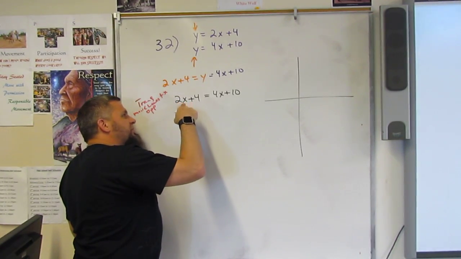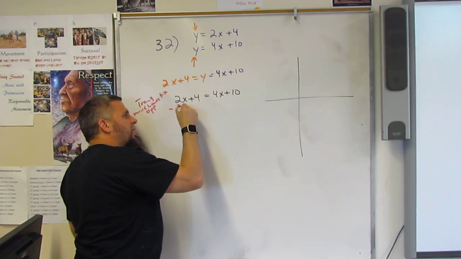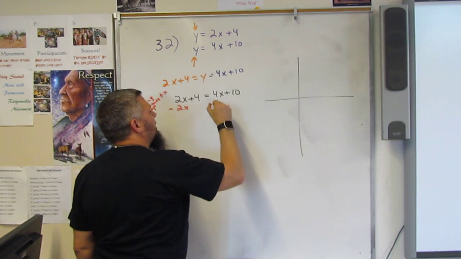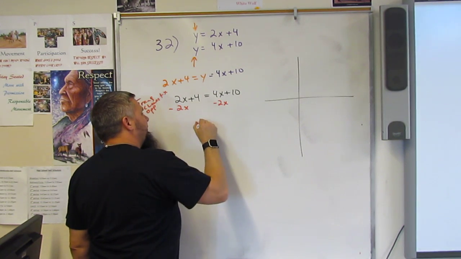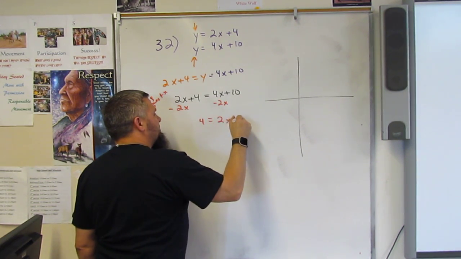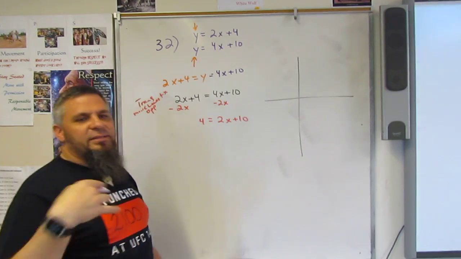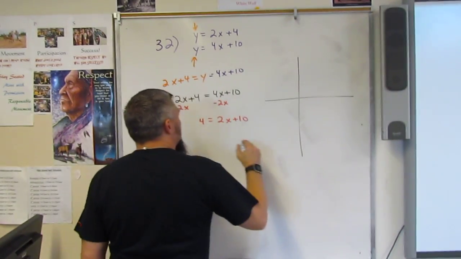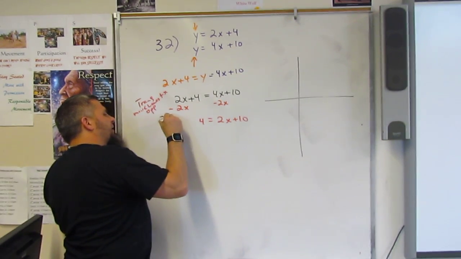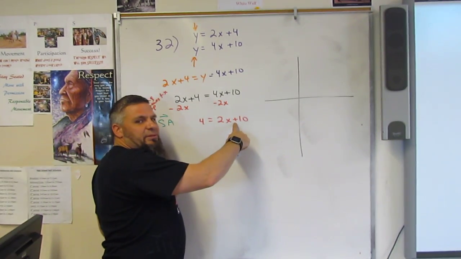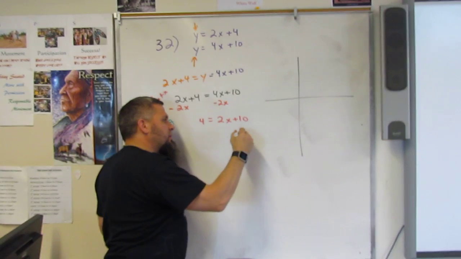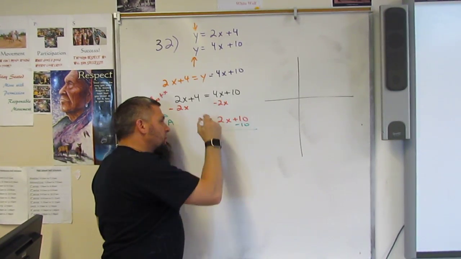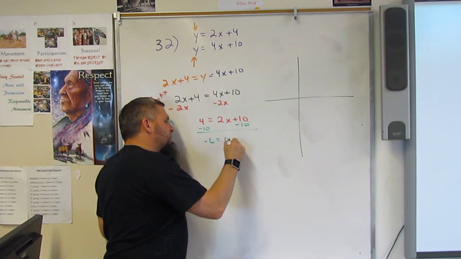By doing the opposite, OPP. What's opposite of 2x? Minus 2x. What I do to one side, I do to the other. 4 equals 2x plus 10. Now I can solve. Now I can SAD-MEP. Subtraction, addition from left to right. So whatever is adding, I do the opposite to both sides. Minus 6 equals 2x.